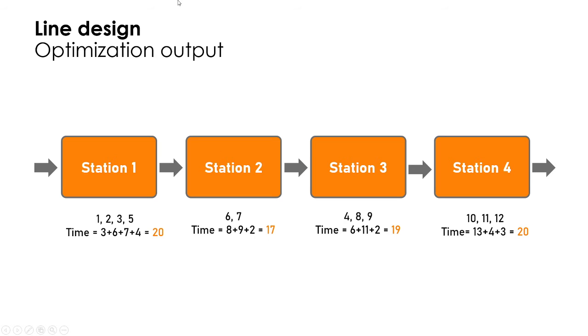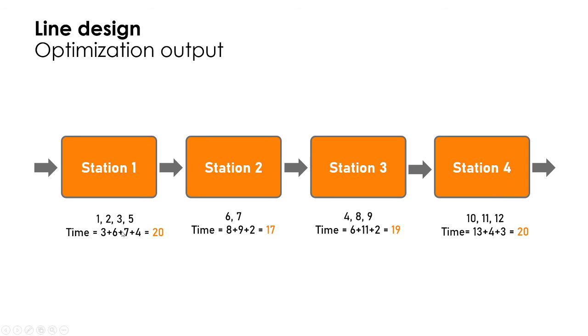But that is not always the case, but we will see that in a minute. The results we got from the optimization model is this. We have tasks 1, 2, 3, 5 performed in station 1, tasks 6 and 7 in station 2, tasks in station 3 are 4, 8 and 9, and finally tasks 10, 11 and 12 are performed in station 4.